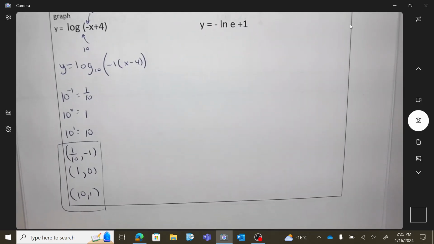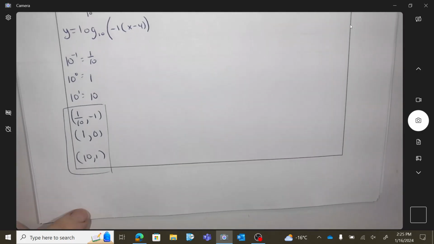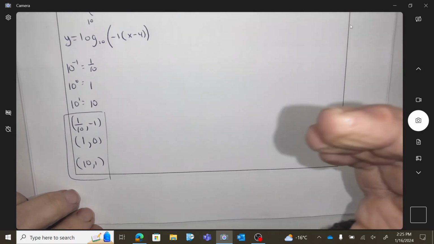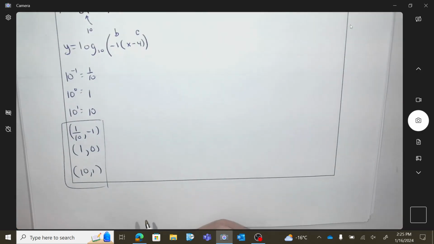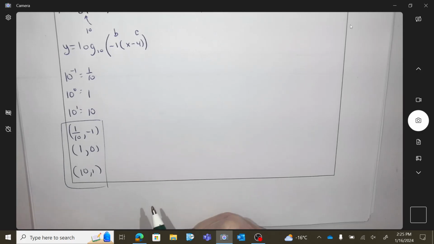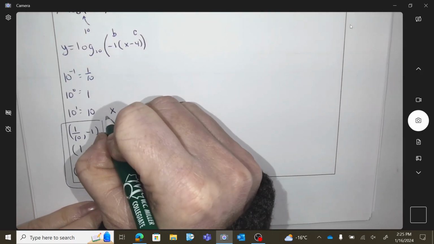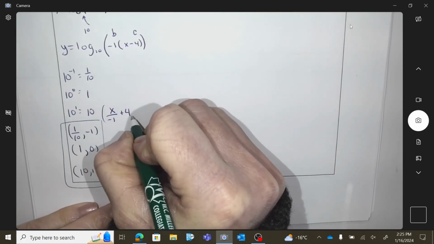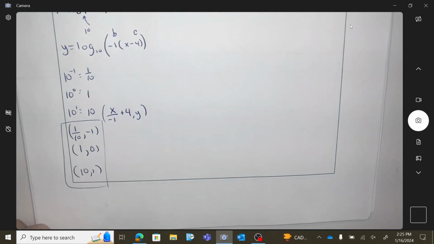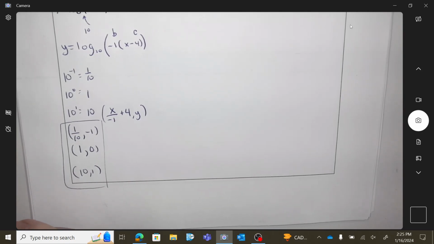Okay, so those are the 3 points. Now, this is a B and this is a C. So I'm going to go like this. X divided by negative 1, comma, plus 4, comma, Y. B, C. Know how to apply your transformations? You have to do it now with every type of graph.